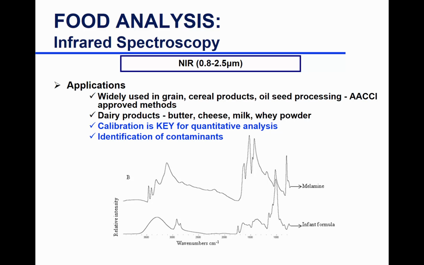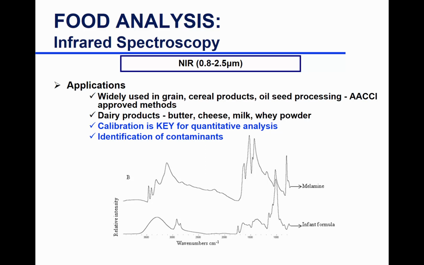So it's widely used to determine composition of grains, cereal products, oil seeds, or oilseed products. They're common. Some of the methods for cereal are actually AACCI approved methods, so they are official methods. Once calibrated, they are considered official methods of analysis. Used a lot with dairy products, butter, cheese, milk, whey powder. But remember, calibration is key for quantitative analysis.